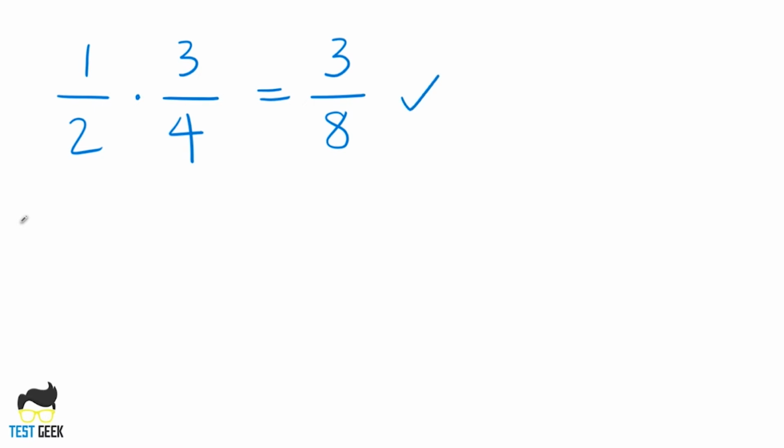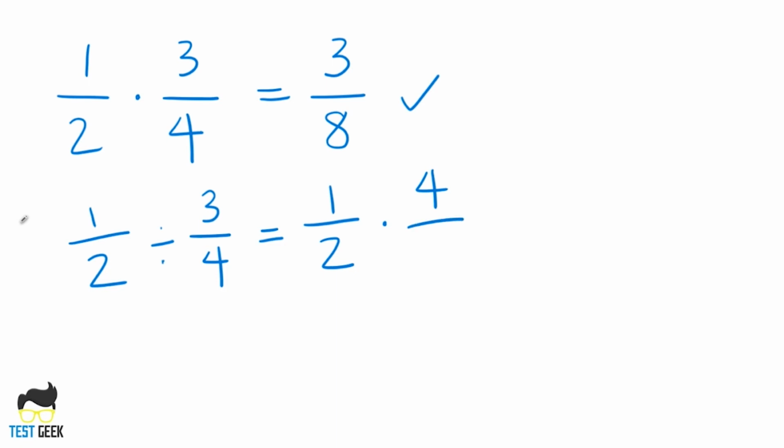So what about dividing? If we want to divide 1/2 by 3/4, we can actually change the sign and flip our second fraction. And that allows us to not have to worry about doing any kind of real division here. We can treat it like a multiplication problem by simply flipping the second fraction. So we would get 1/2 times 4/3. So we would get 4 on the top and 6 on the bottom.